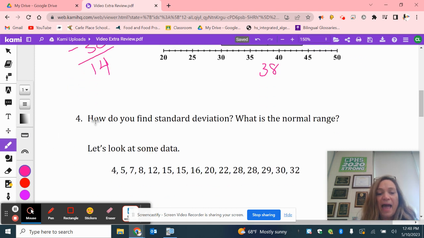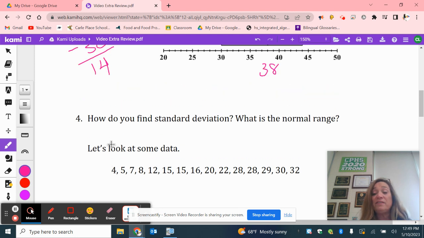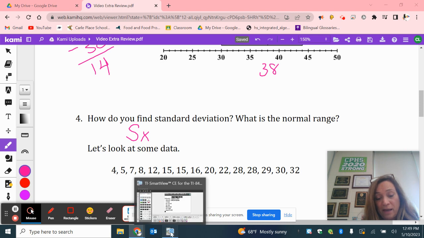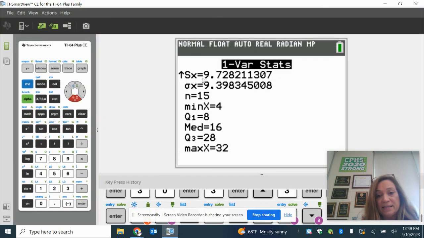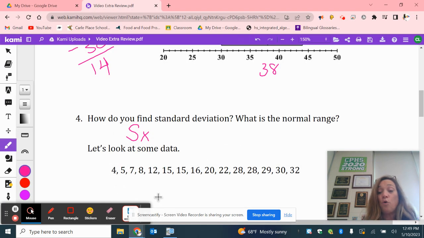Okay. How do you find standard deviation and what is the normal range? Well, we're going to look at some data. So basically, there's a very complicated formula for standard deviation, so we're only going to use the calculator. We're also only using samples. So the sample standard deviation is the Sx on the calculator. If I look at my calculator, the Sx is 9.7, and I'm rounding to the nearest tenth. The question would have to tell you how you're allowed to round. So I'm going to use 9.7.